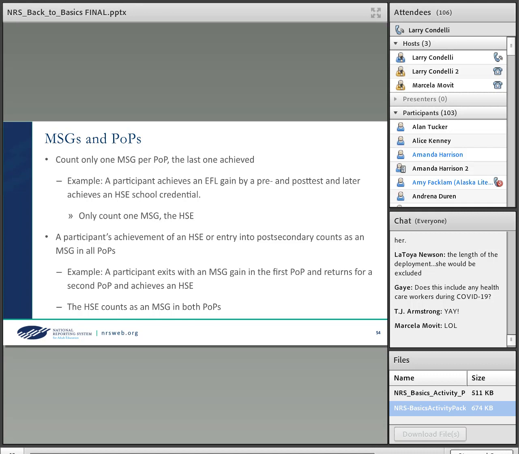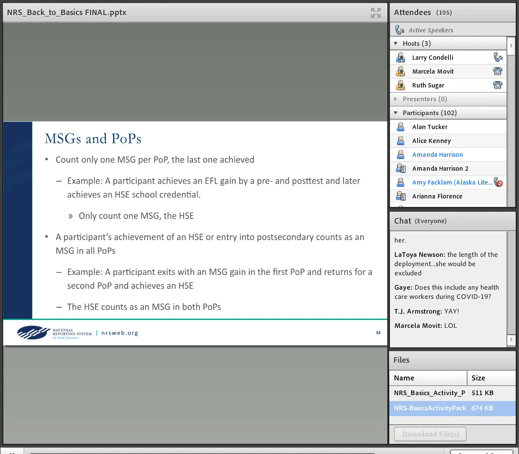Now, since it's hard to know if a person has more than one POP, did that learning occur in one particular period that helped them get an HSE, or was it multiple? Since we can't tell that, we allow you to apply that to all the POPs. And the same thing with post-secondary entry. So if a participant exits with an MSG gain in the first POP and returns for a second POP, and achieves an HSC, that HSC counts in both POPs.